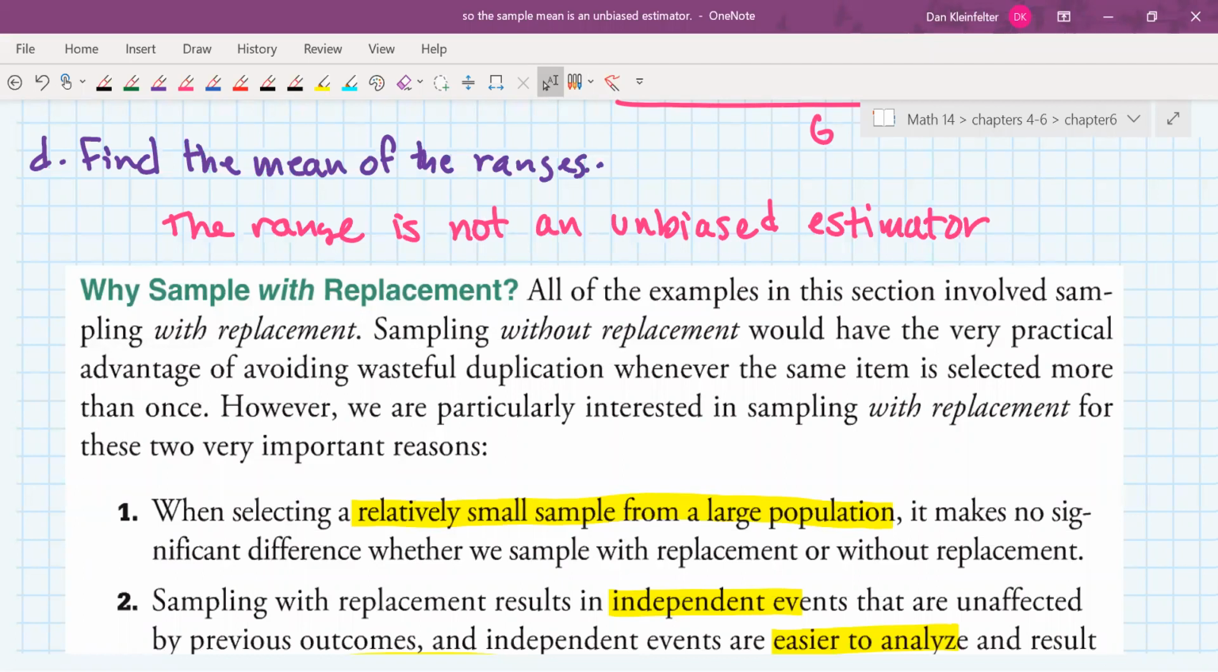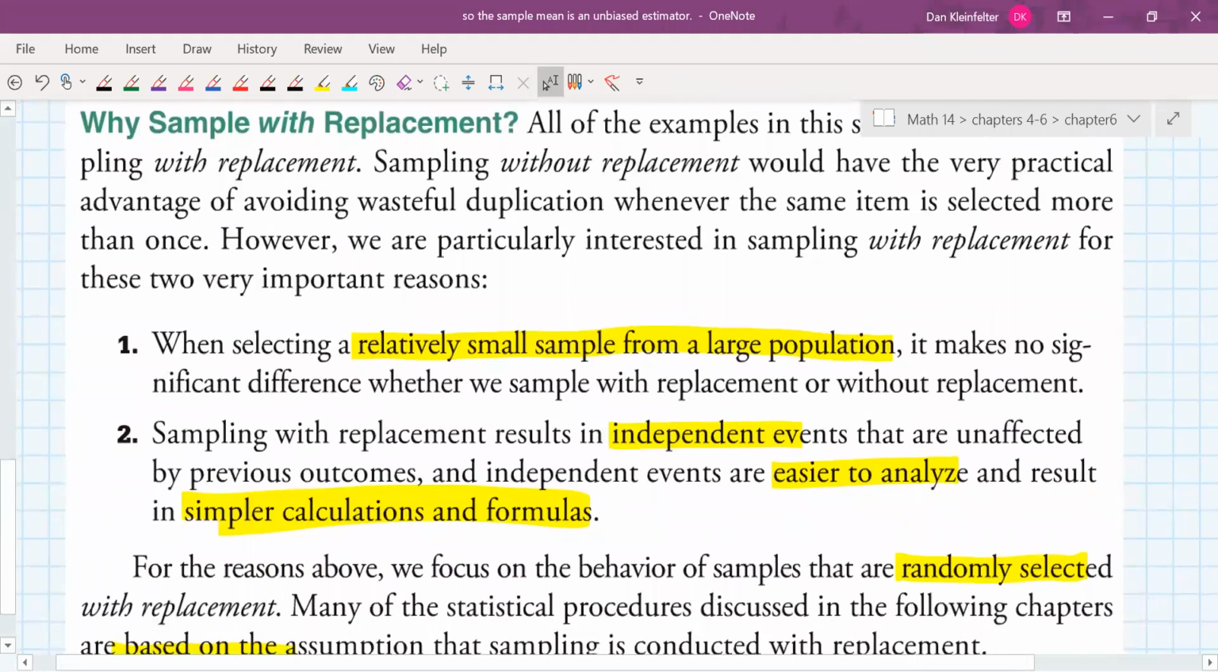We often do sampling with replacement for a couple of important reasons. When you are taking a small sample from a large population, it doesn't make a significant difference whether we sample with or without replacement. If you're going to be choosing 5 people out of all of the people who live in Coachella Valley, it's pretty unlikely that you're going to get one of those 5 people a second time, just because there are so many people who live in the valley. So it doesn't make a lot of difference.